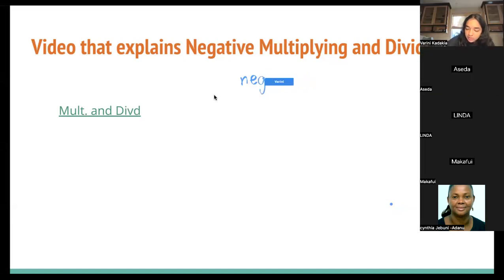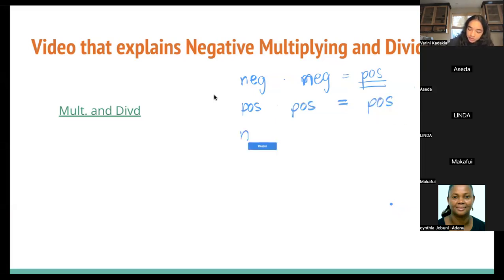A negative number times a negative number, you get a positive number. When you have a positive number times a positive number, you get a positive number. And when you have a negative number times a positive number, or a positive number times a negative number, they both give you negative numbers.